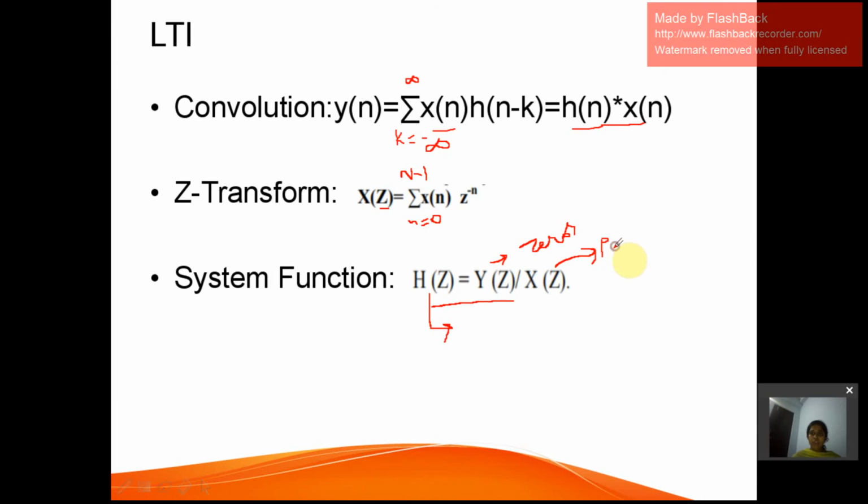The location of poles and zeros determine the response of the system. This is what a general linear time invariant system means. I think it is clear.